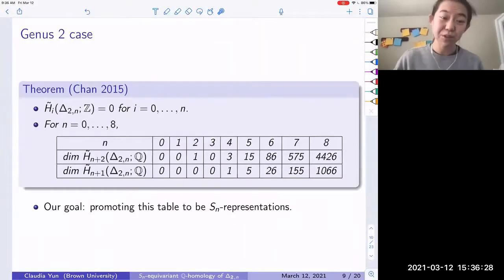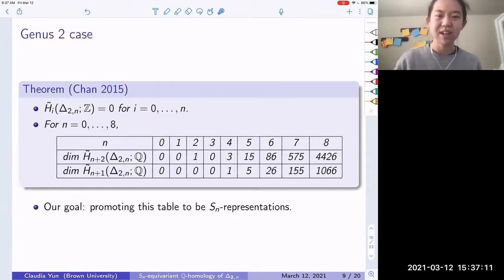Well, unfortunately, Delta_{g,n} is not always going to be a wedge of spheres. Chan in 2015 showed that all the homology lower than the top two degrees is going to vanish. However, she further computed for n up to 8 the dimension of the top two degree rational homology, and for n at least 4, we see non-vanishing in both top two degrees. And so what that means is that it's not going to be a wedge of spheres, unfortunately.